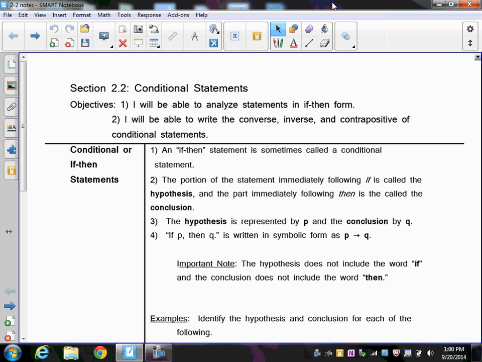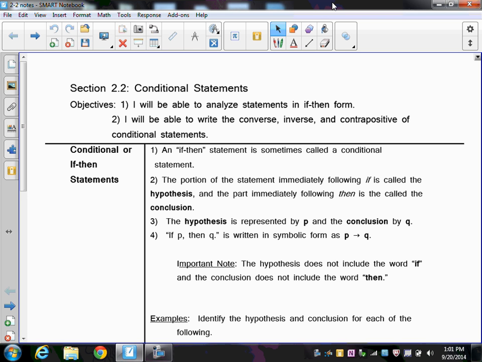I'm going to go over the notes for the start of Unit 2. This is Section 2.2 of the textbook, Conditional Statements. The objectives are: I will be able to analyze statements in if-then form, and number two, I will be able to write the converse, inverse, and contrapositive of conditional statements.